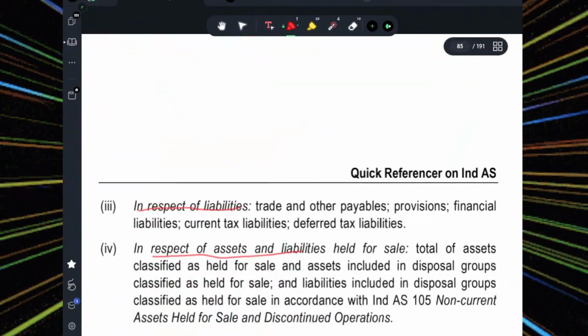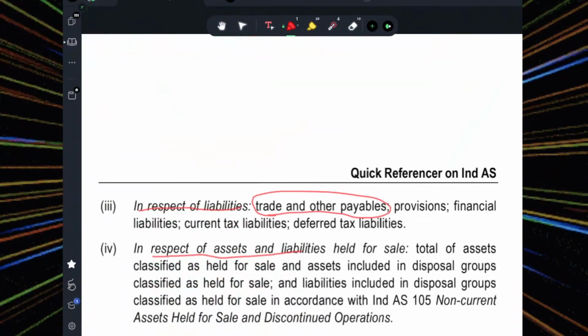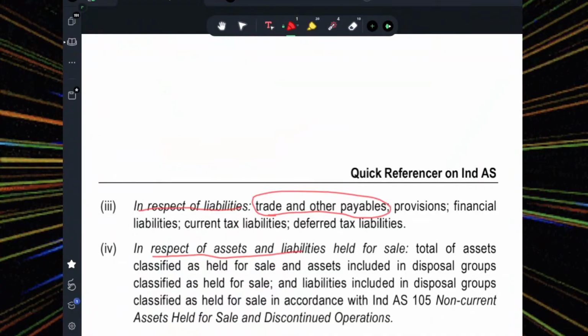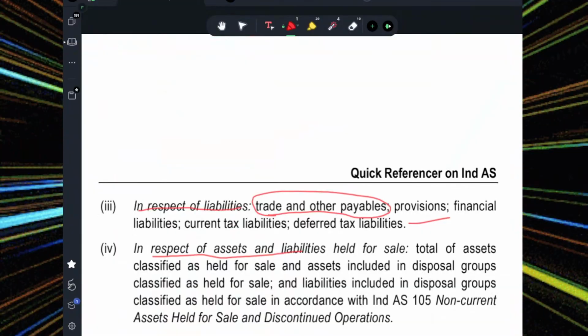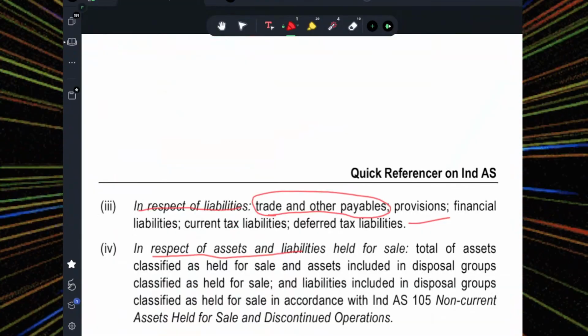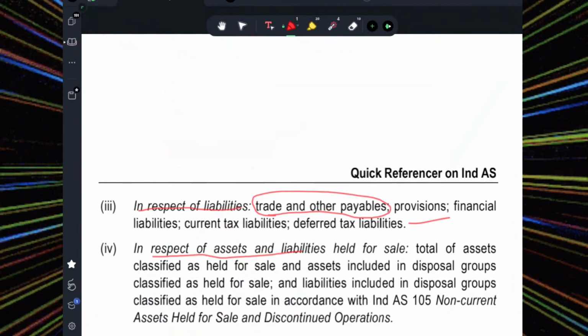In respect of liability, what is that liability? Trade and other payables. So I have bought some goods, and I need to pay back. That is a liability. Provisions: I need to pay rent, I need to pay the electricity bill, I need to pay salaries. Of this I have not paid. This is a provision to pay.